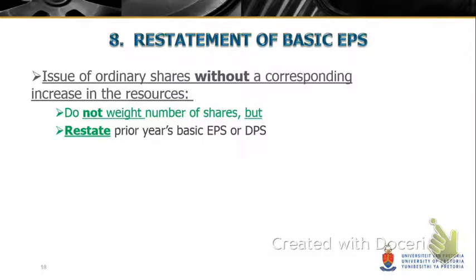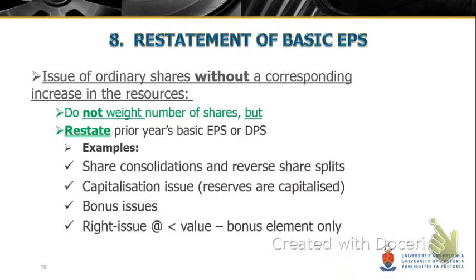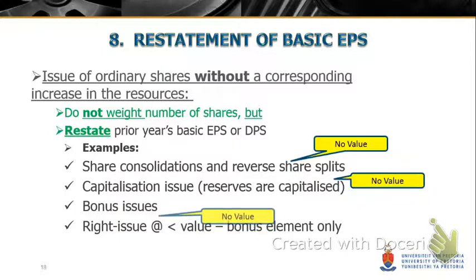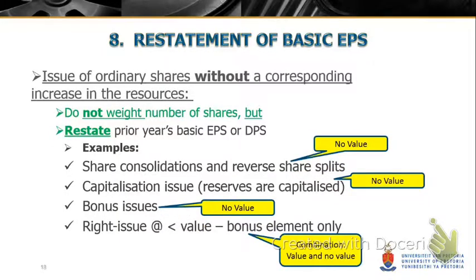But what you have to do is go and restate the previous year's earnings. And to do that, you're actually going to adjust the comparative amount of shares that was issued. So there are the examples as we saw on the previous slides as well. So let's look at specific items. Those were all issued at no value.